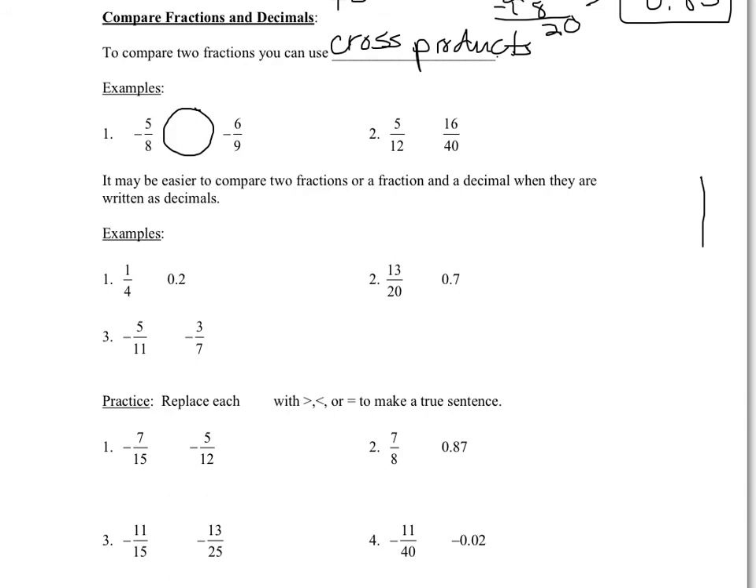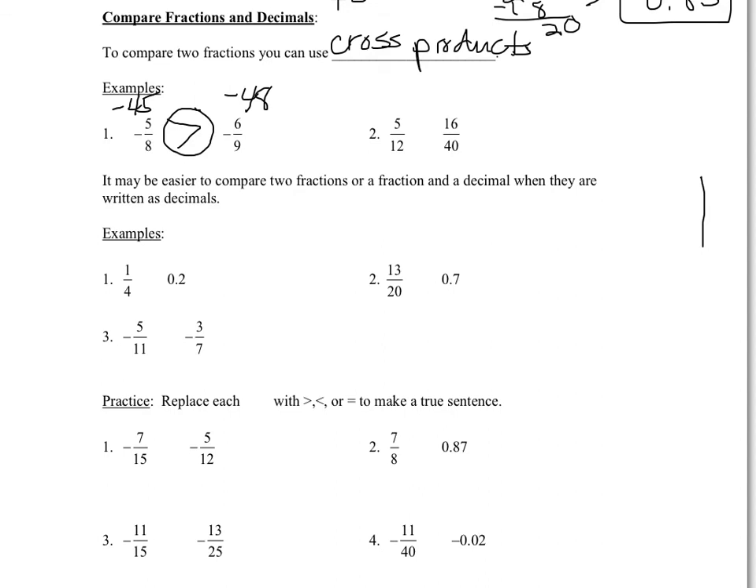I could do 5 times 9, and I put it up near my numerator. It would be a -45 because we have negative fractions here. And we could do 8 times 6, which would be a -48. So -45 would be greater than -48. So this is greater than.